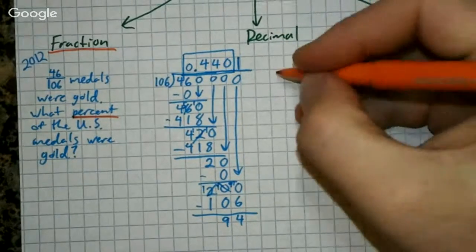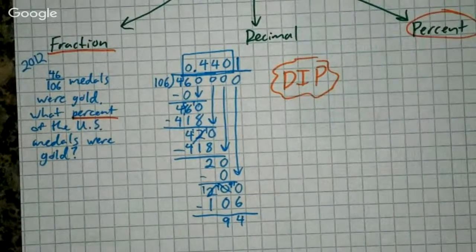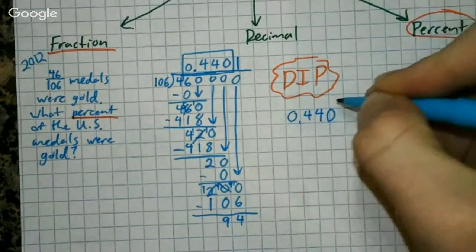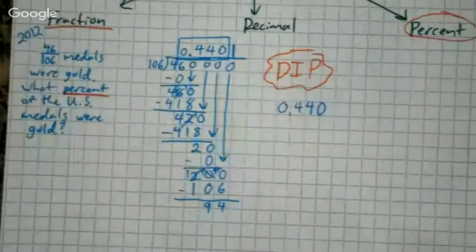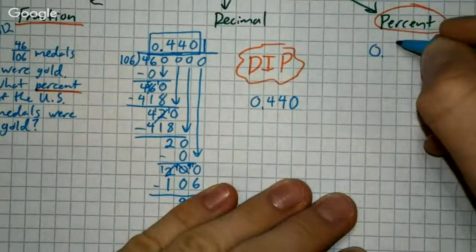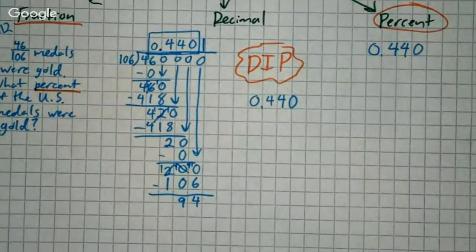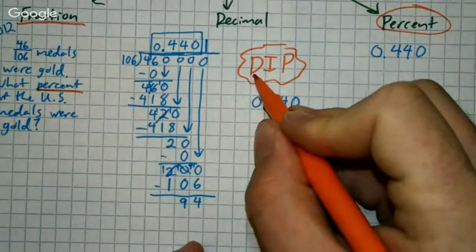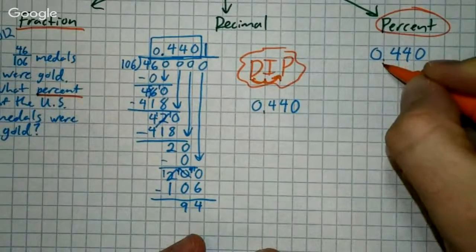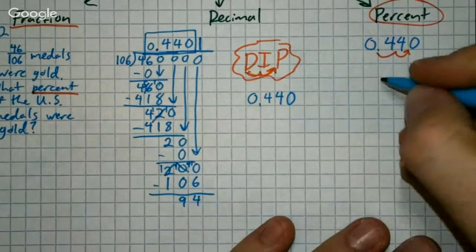So let's take a look at how we do that. Our number, so to remind you, dip. So now we have a decimal. Our decimal is 0.440. We only want it to the thousandths, right? Because we're just trying to find the percent. So let's use dip, and let's put our decimal over here and change it to a percent. 0.440. Dip tells us that we have a decimal, and we need to get to a percent. So that's going to be 1, 2. Take our decimal point, 1, 2. And our new number, our percent, is going to be 44%.